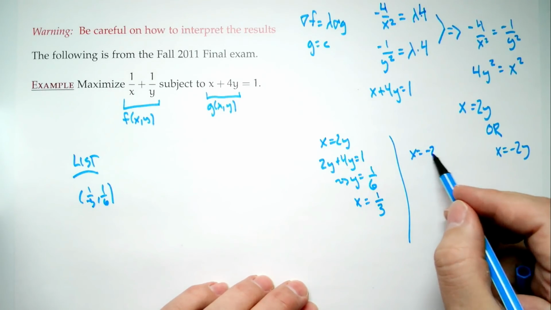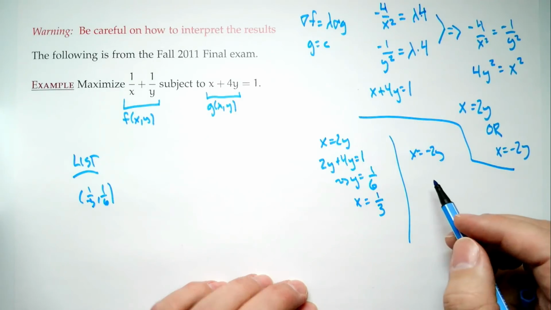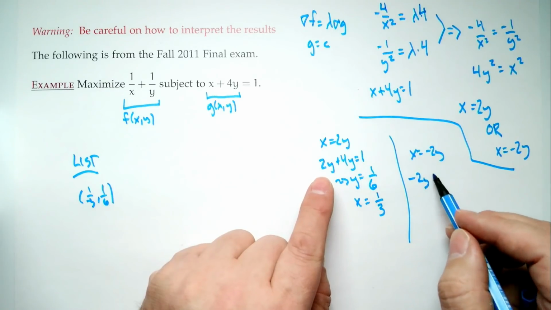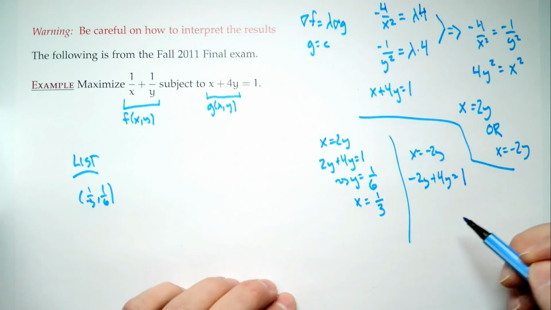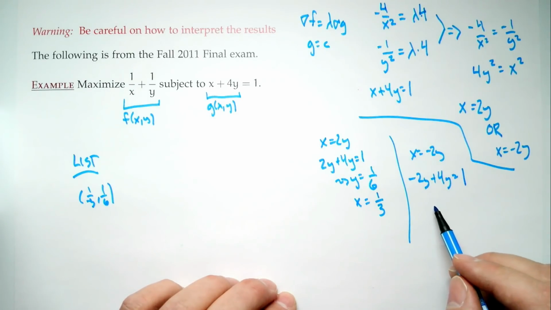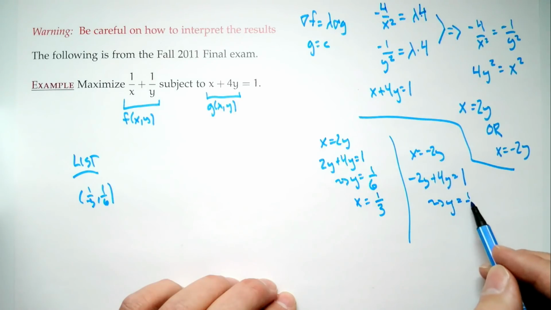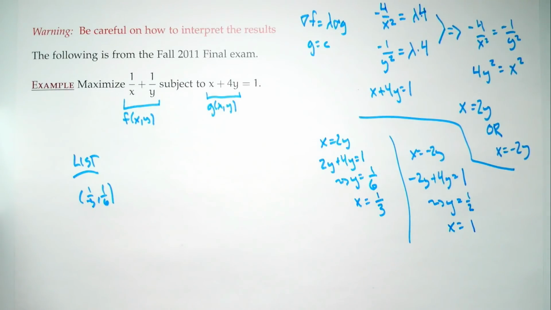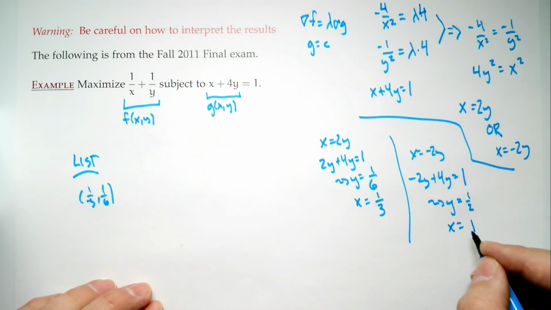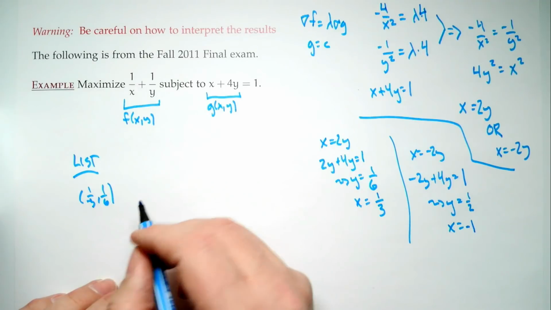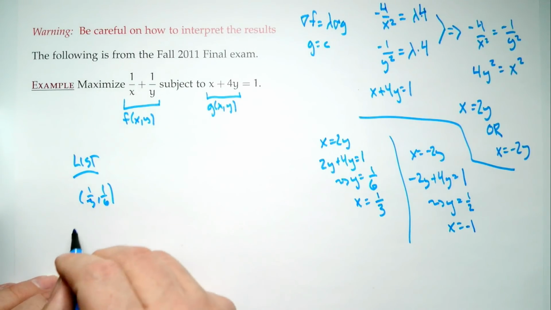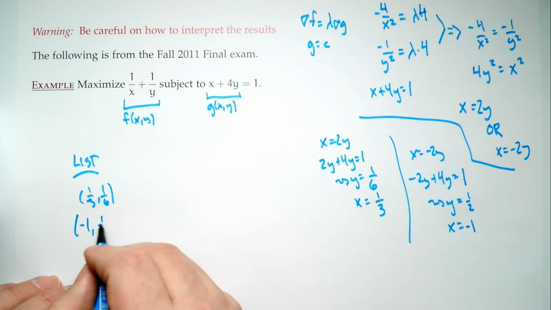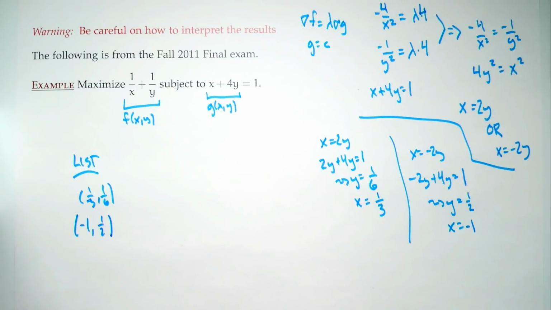All right. Now that was one option. What if x equals negative 2y? Well, then that would say that negative 2y plus 4y equals 1. What does that say about y? Y is a half. What does it say about x? 1. Oh yeah, right. Sorry, negative 1. Yes, because of the negative 2. All right. So we have 1/3, 1/6, and negative 1, 1/2. We have our list of points. If we have an optimum, it has to be at one of those 2 points. Well, what comes next?